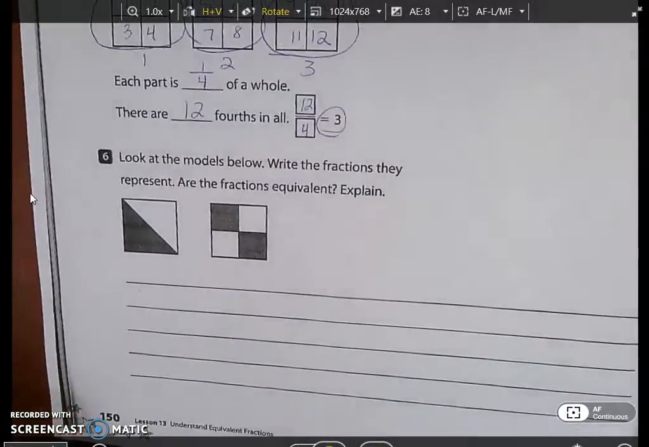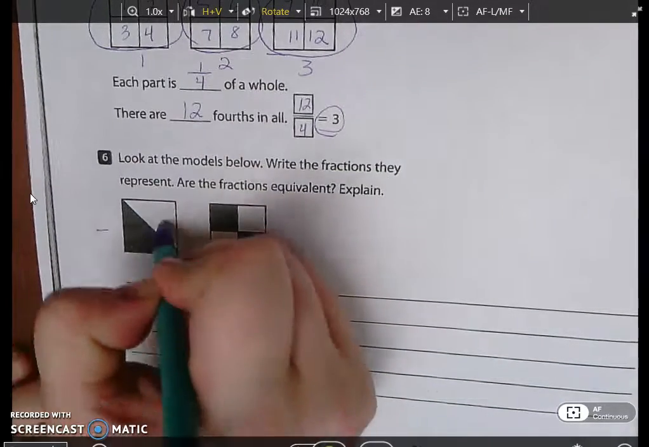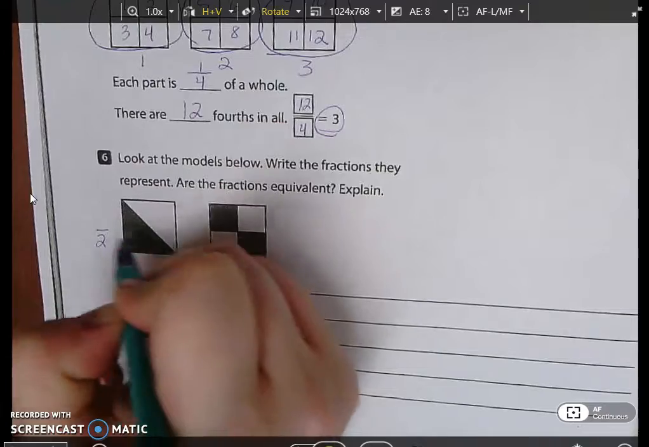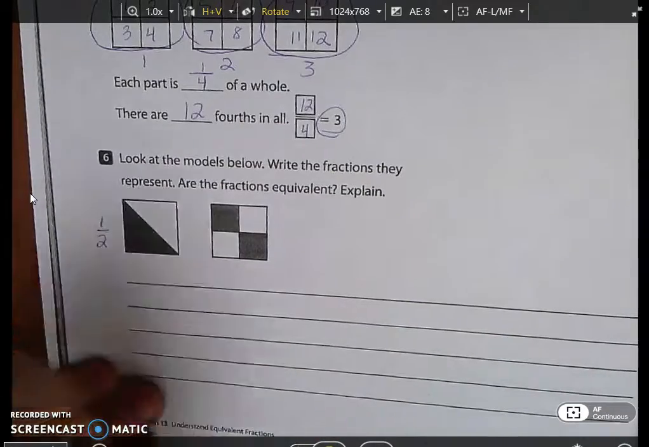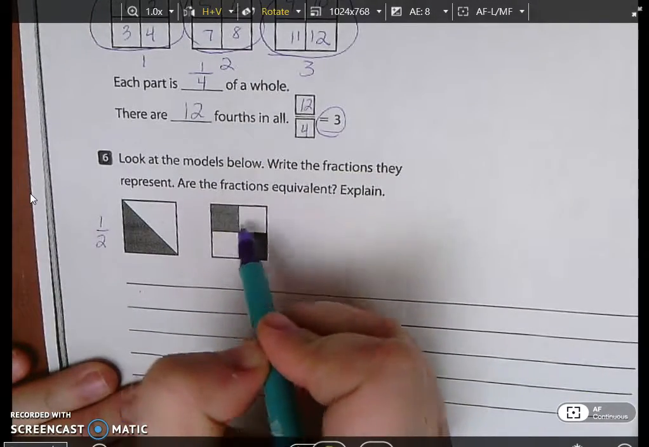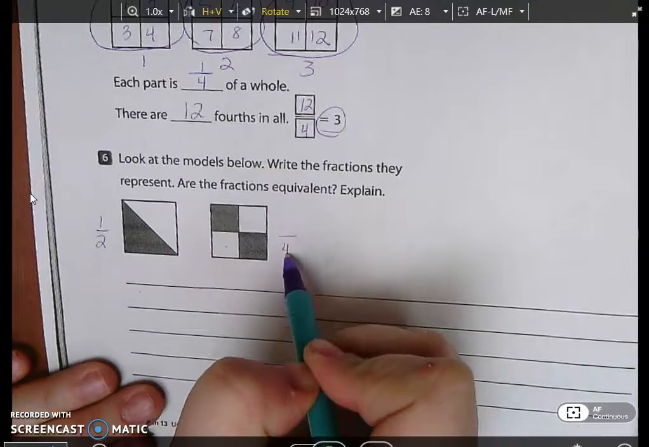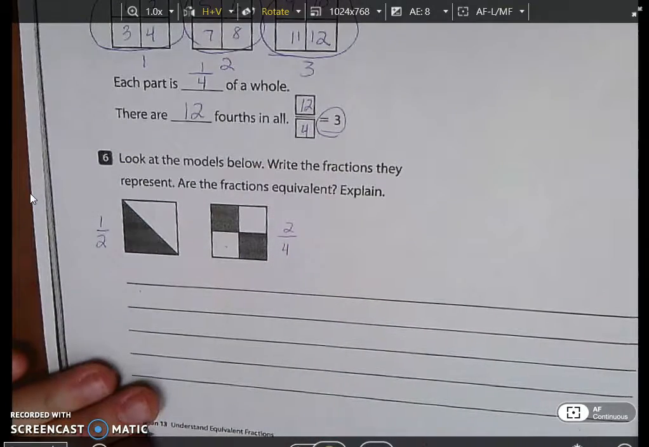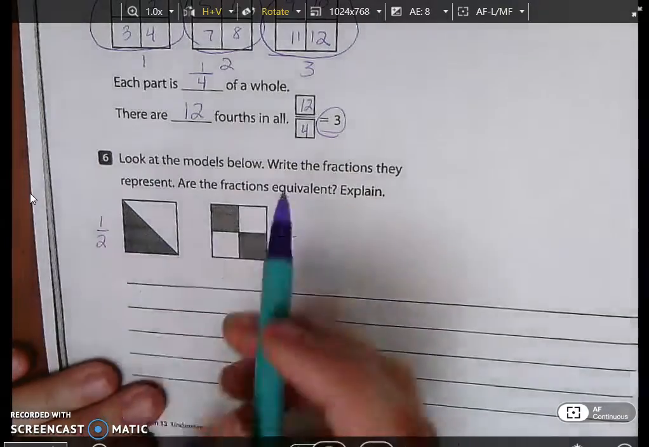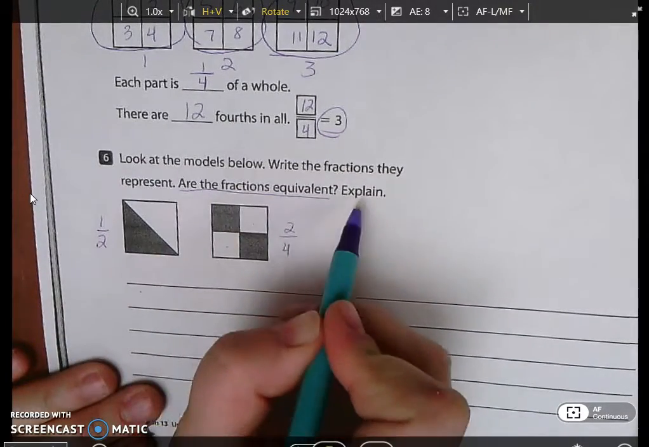Number 6, if we look at these models, write the fractions they represent. Well, this one, I've got 2 equal parts, and one of them is shaded, so that's equal to 1/2. In this fraction, I've got 4 equal parts, and 2 of them are shaded, so that's equal to 2/4. Are the fractions equivalent? Explain.